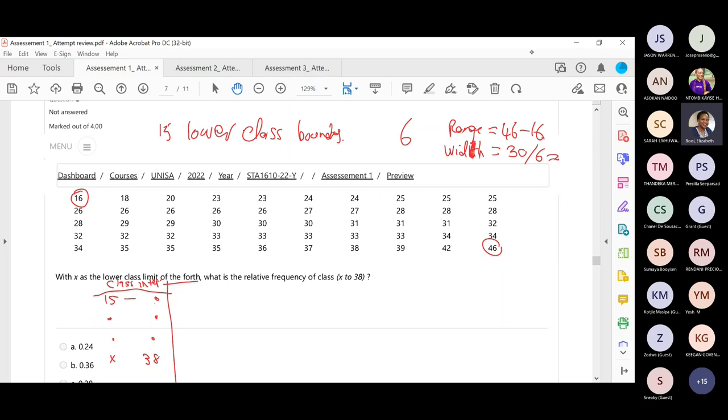Give us the width, which is 5. So if your lower class interval is 15, then 15 plus 5 is 20, and this will be 20 to 25. And because now, where does 38 go in if it's 5?